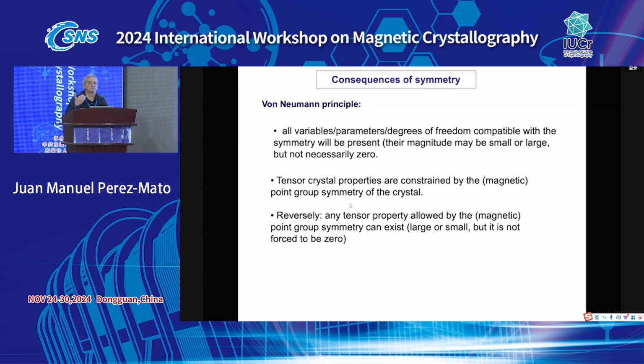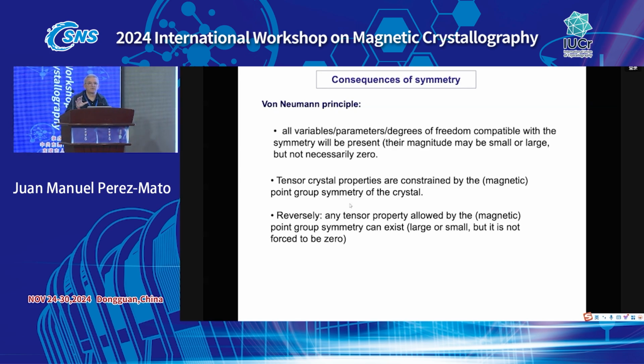Well, now the point is, we have seen that magnetic space groups are very useful to simplify and to standardize the way to describe a commensurate magnetic structure. But not only that. If you know the magnetic space group, you know all the symmetry constraints of anything on your structure, because the von Neumann principle says anything that is allowed in your system will have to comply with this magnetic space group. The tensor properties, for instance, will be constrained by this symmetry, in particular by the magnetic point group that comes from this magnetic space group.